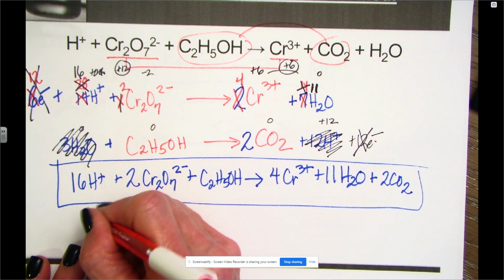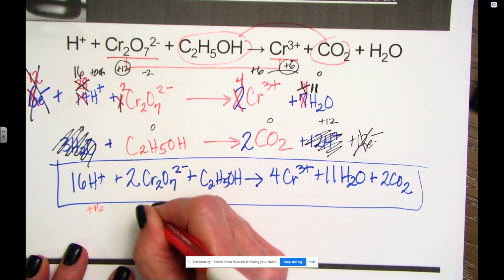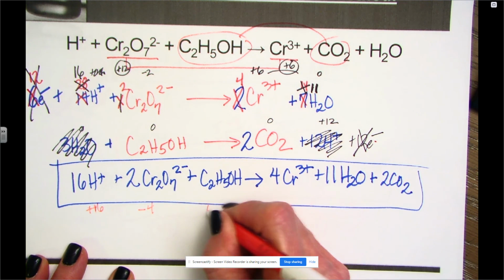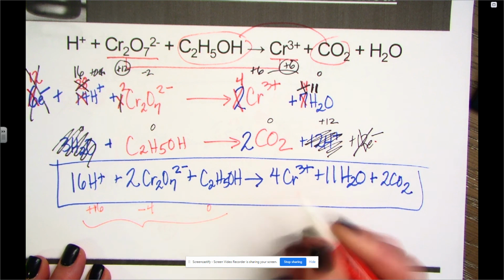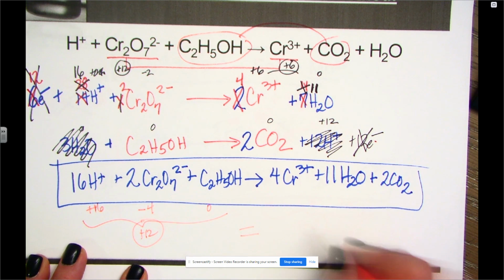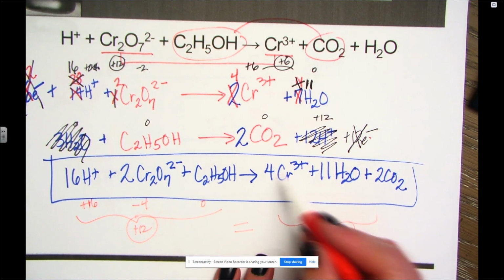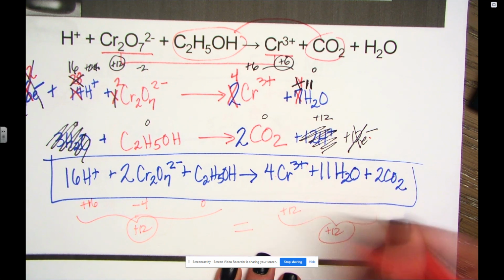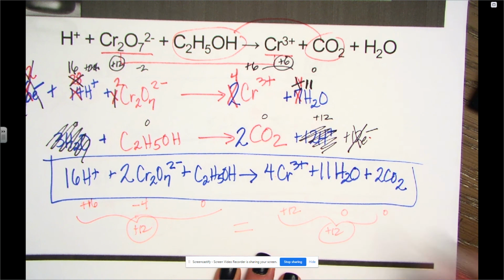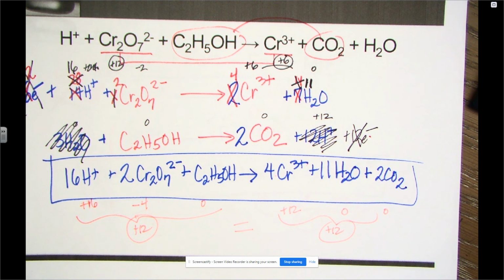And now let's look at our charge. 16 times 1 is a plus 16. 2 times negative 2 is a negative 4. And this is neutral. So on this side, the net charge is positive 12. So that means on this side, it has to be a positive 12. So let's check it out and see. 4 times 3 is plus 12. That is 0, and that is 0 because they're neutral. So the charges cancel as well. So that is how you balance the redox reaction.